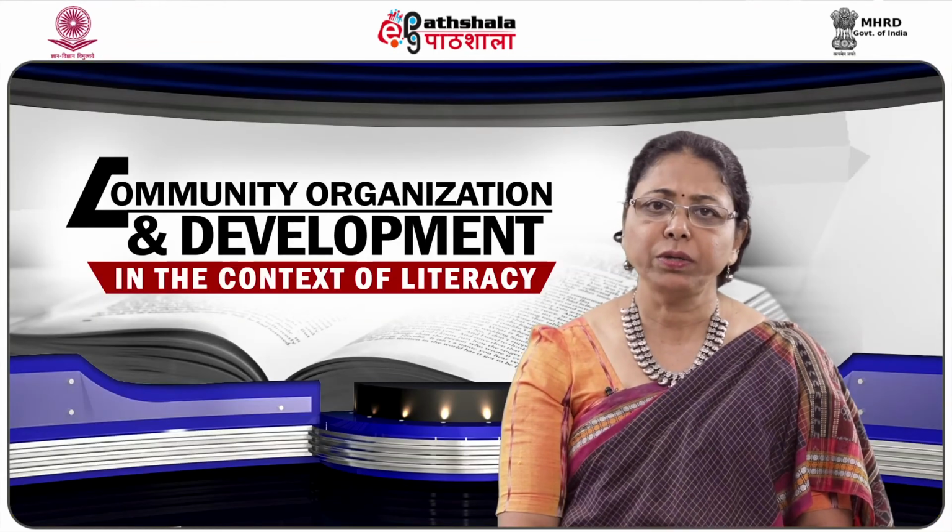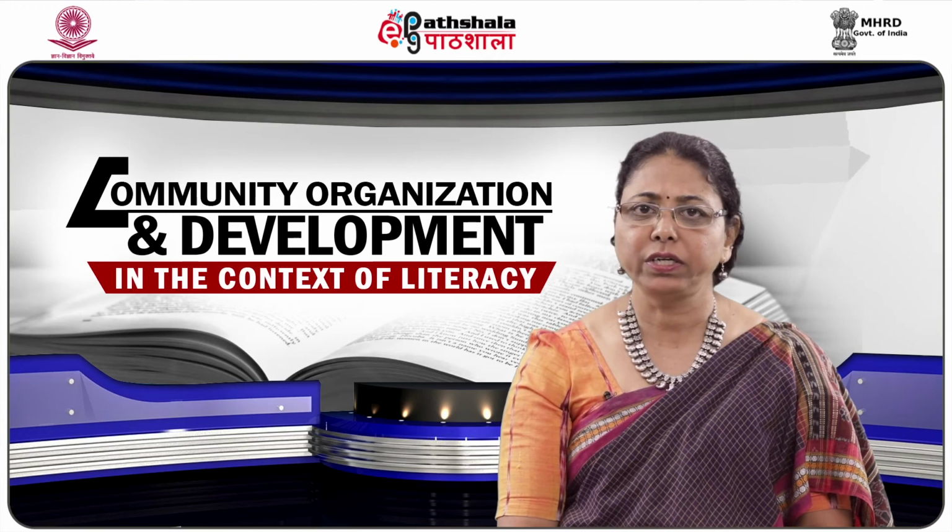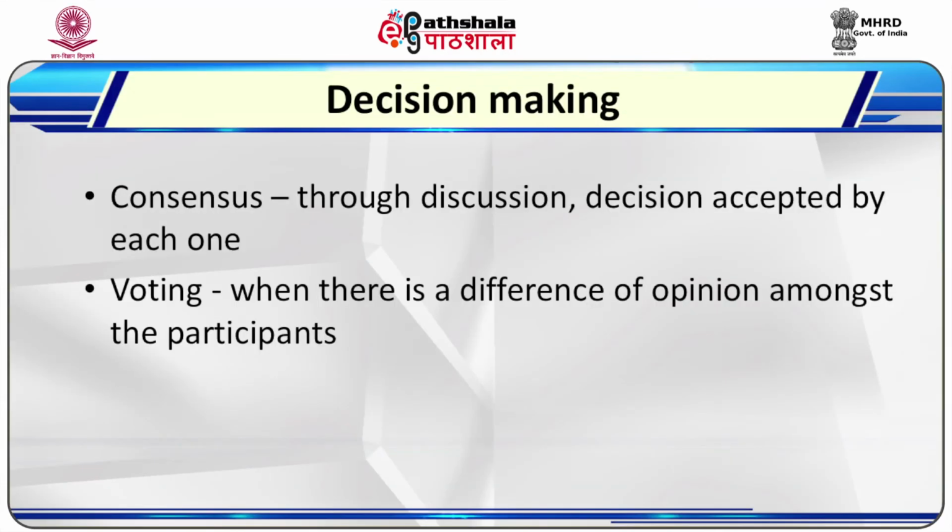The two most important strategies used in taking decisions are consensus and voting. In consensus, the issue is discussed at length with focus on each cause and effect side and then come to a conclusion which is accepted by all the participants or the majority of the participants. Voting is done when there is a difference of opinion amongst the participants.